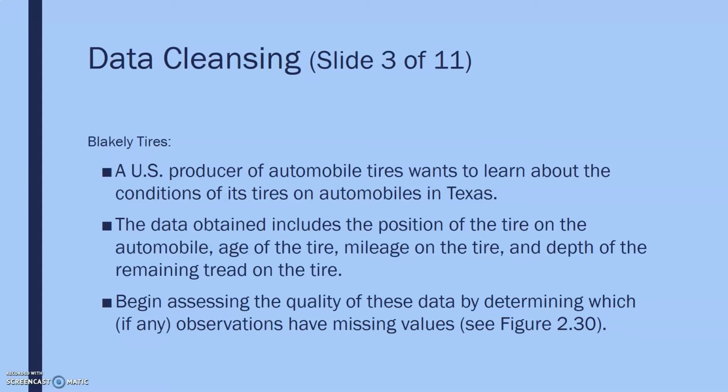This is a US producer of automobile tires that wants to learn about the conditions of its tires on automobiles in Texas. So the data obtained includes the position of the tire on the automobile, age of the tire, mileage on the tire, and depth of the remaining tread on the tire.